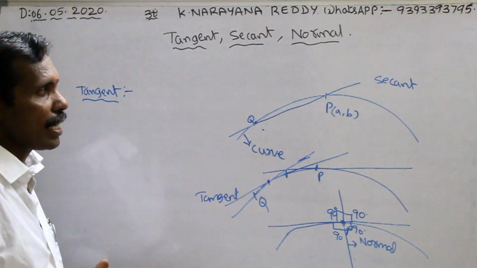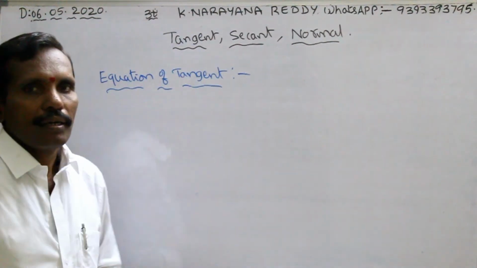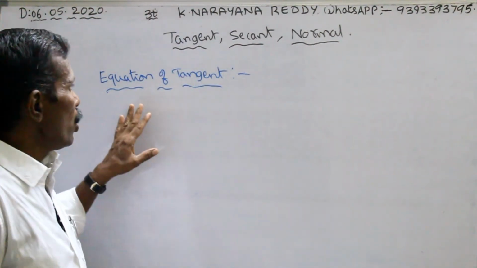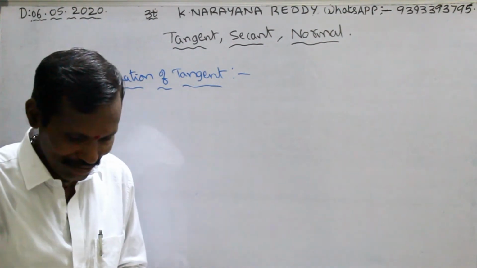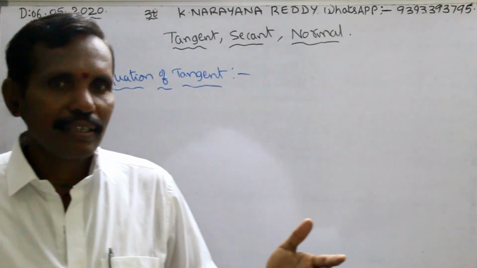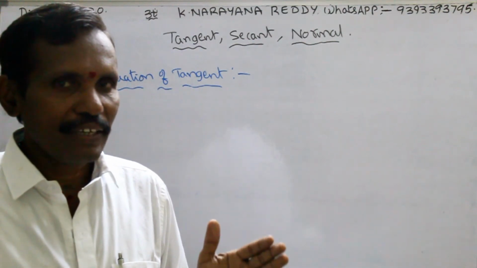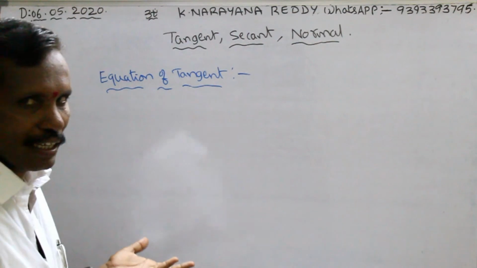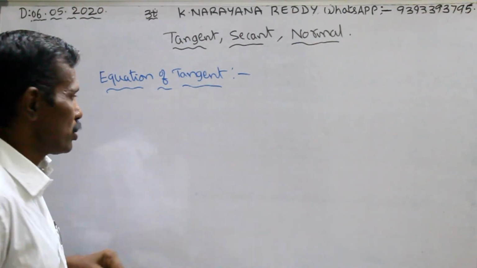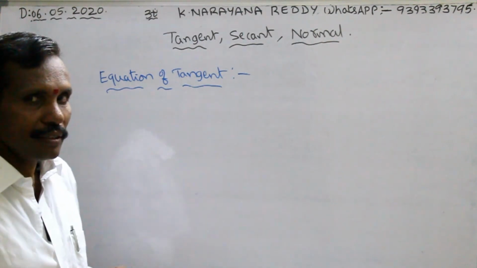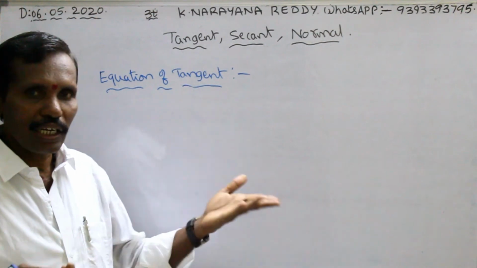Now, what is the equation of a tangent? Okay? See guys, now the equation of tangent. What is an equation? It's nothing but equating 2 expressions. That's nothing but an equation. Okay. Equation of tangent: suppose there is a tangent on the curve. Without a curve there is no tangent. Without a circle there is no tangent.